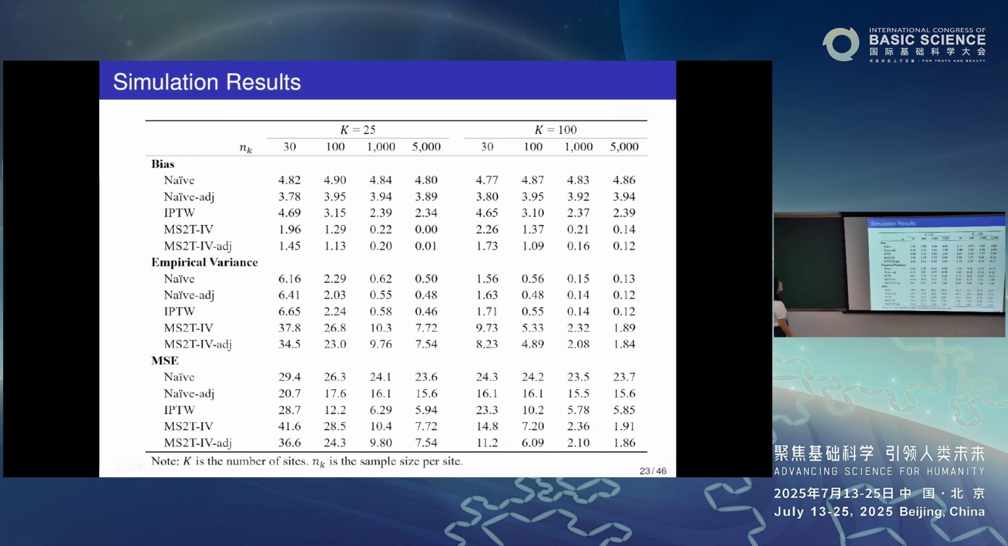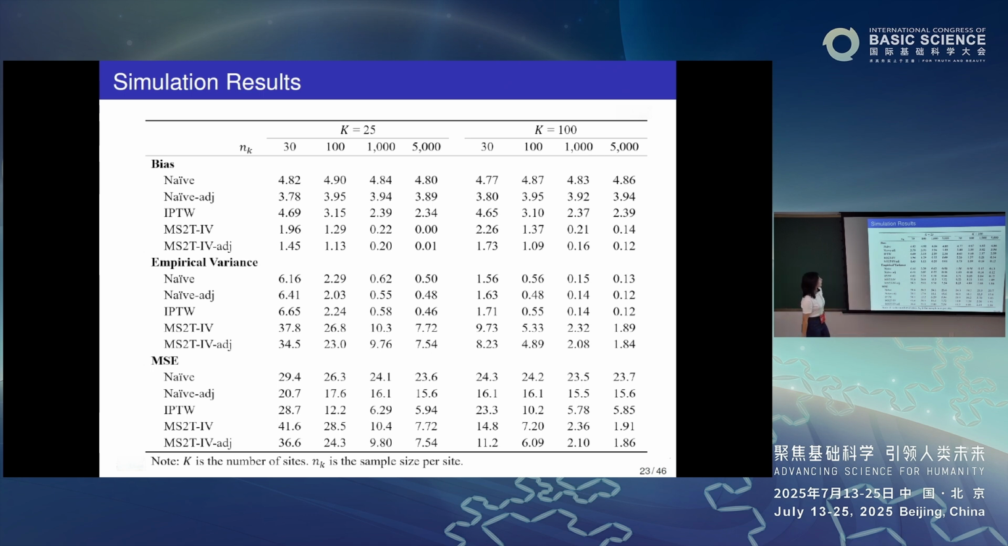Okay, now here are some simulation results. Basically, we try different numbers of sites, 25 a small number of sites, and 100 a slightly bigger number of sites. And for each K, we also look at how our estimator performs with different numbers of subjects in each site. We try 30 up to 5,000.